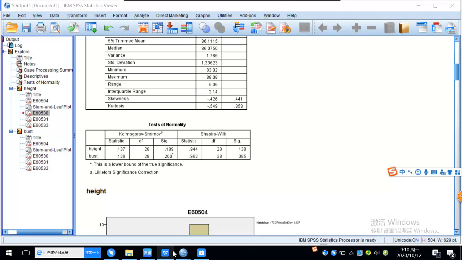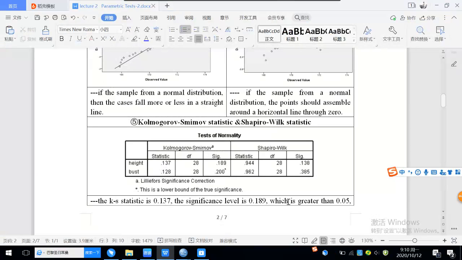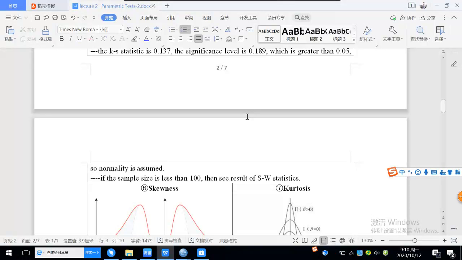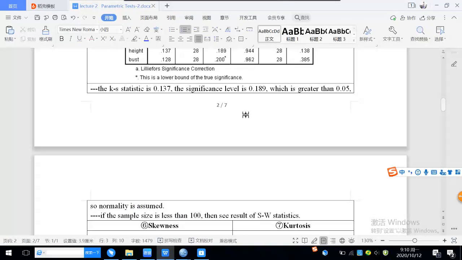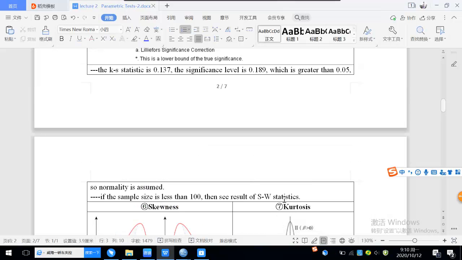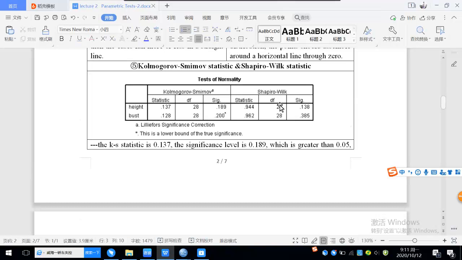Okay, here is also the analysis, so that the normality is assumed. So which statistic will be used depends on the sample size. Okay, please make sense. It's also very commonly used because it's very clear.